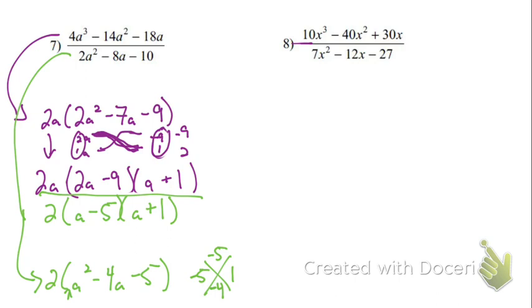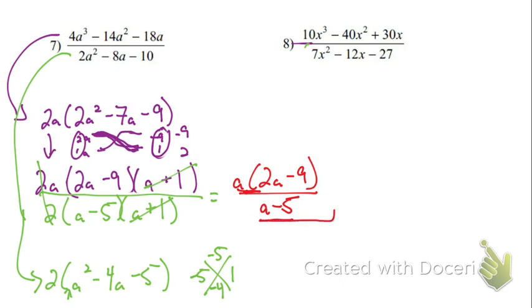And now that we've done this, we can start getting rid of stuff. The 2's go away, a plus 1's go away. We're left with everything else. So my final simplified rational expression is going to be a parentheses 2a minus 9 over a minus 5. Okay? And even though those are being multiplied right here, those are being subtracted. So this is our final answer. Let me go ahead and just put a box around it. That's good. I'll show you another example with number 8.